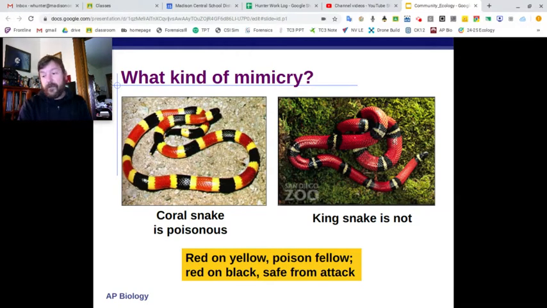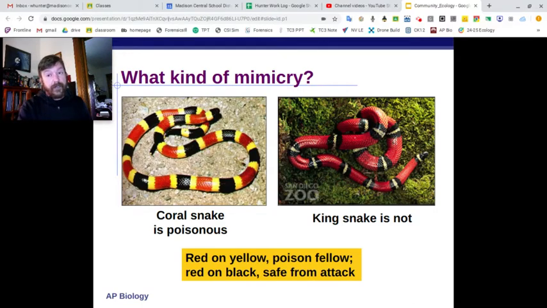Here we have another example. These king snakes, they look like a coral snake, but they're slightly different. And the saying at the bottom, red on yellow, poison a fellow, red on black, safe from attack. That means if you see the stripes on these things and the red is on the black, it's a king snake, and it's not a dangerous snake. I mean, they're kind of ornery, but they aren't going to hurt you. In fact, they are predators of poisonous snakes. So that's kind of an interesting thing too.